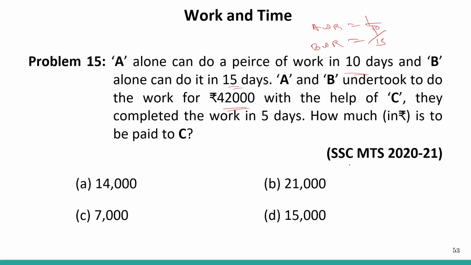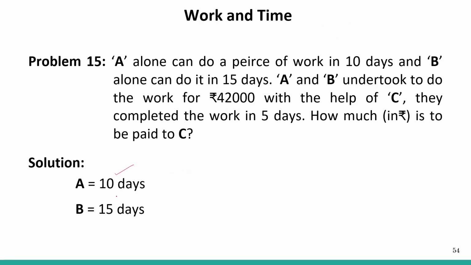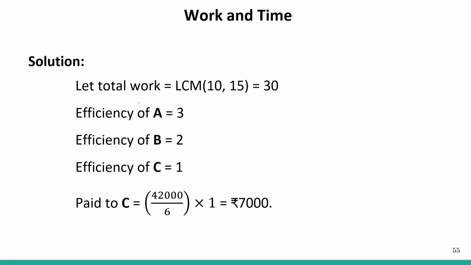So this question has been already asked in SSC MTS 2020-21 paper. So this is a very standard problem. So let's see how to solve it. A took 10 days, B 15 days. So A's work rate is equal to 1 by 10. B's work rate is equal to 1 by 15. So let the total work be equal to LCM of 10, 15 is equal to 30. So efficiency of A is equal to 3, efficiency of B is equal to 2, efficiency of C is equal to 1. So the price that is to be paid to C will become 42,000 by 6, that is 7,000 rupees.